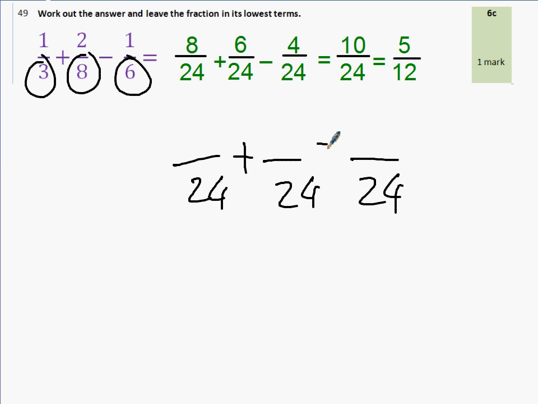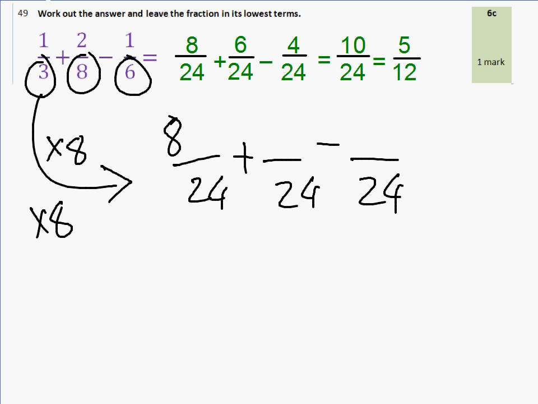We're adding and then taking away. So 1/3, times top and bottom by 8. Why? Because you need to turn 3 into 24 by times it by 8. So what do you get? 8.